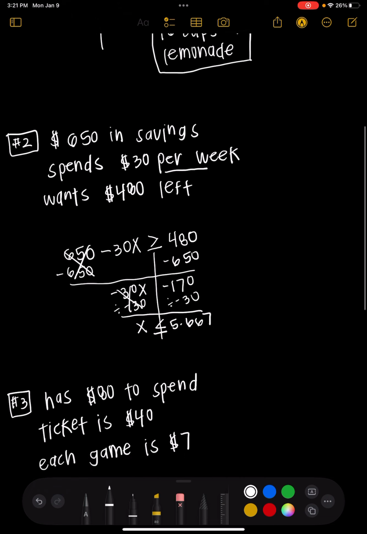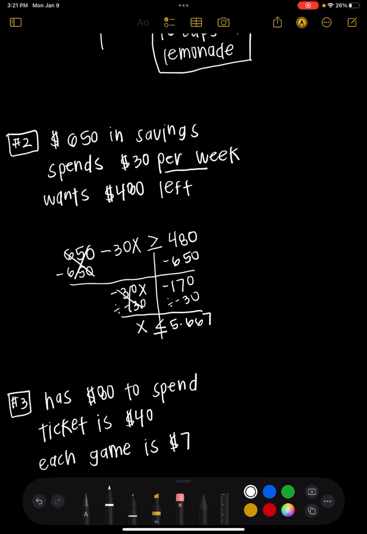And then if you read the instructions, it tells us to round our answers to the nearest whole number, which means that 5.667 isn't our answer. We have to round that. Now rounding, we usually have this rule that if it's above 5 on our decimal, then we round up. If it's less than 5, we round down.